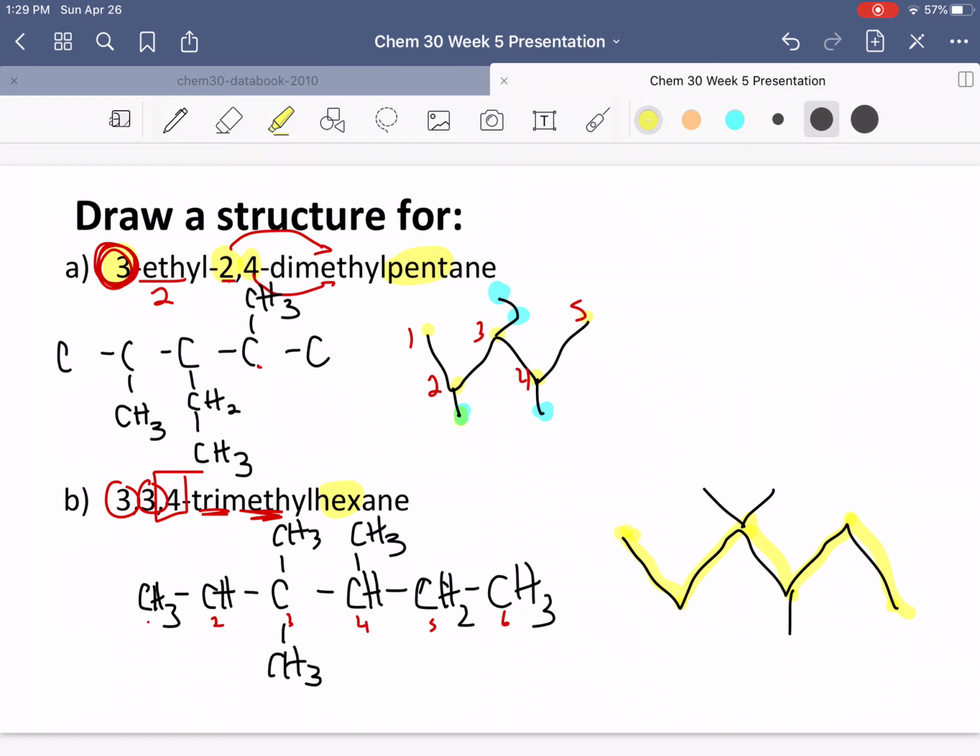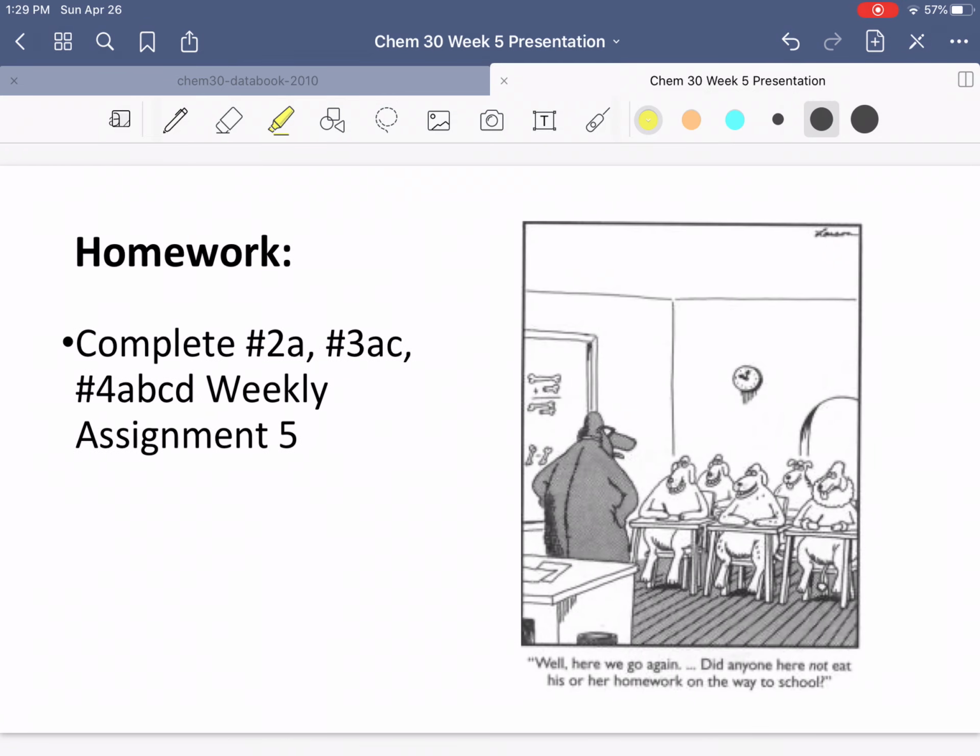Alrighty, there is a good chunk of questions I want you to work on based upon those. It is these ones. Number 2, only A. You don't know how to do the cyclos yet. Number 3, A and C, and number 4, A, B, C, and D.